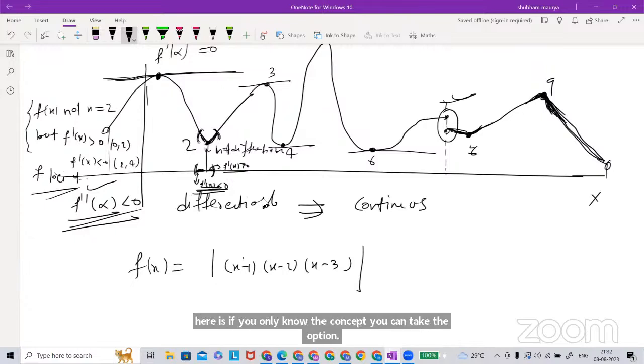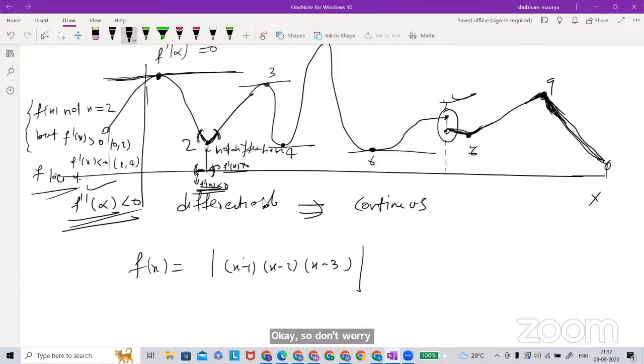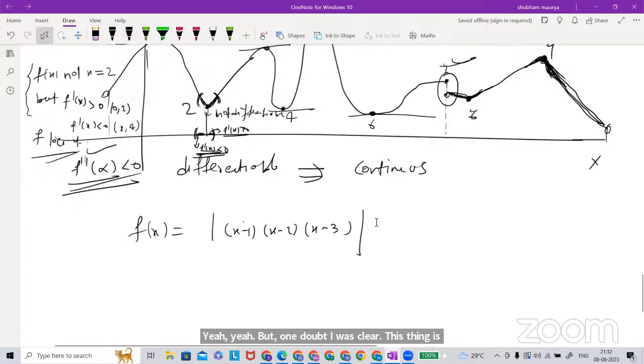Okay, so don't worry for such thing. But one doubt I want to clear over here. Such thing is not explained in the lectures, I guess. I have gone through the first and second. So that's needed more and more. So see, that's the thing here.